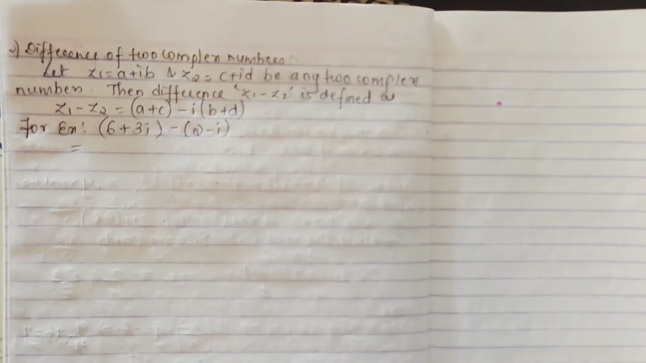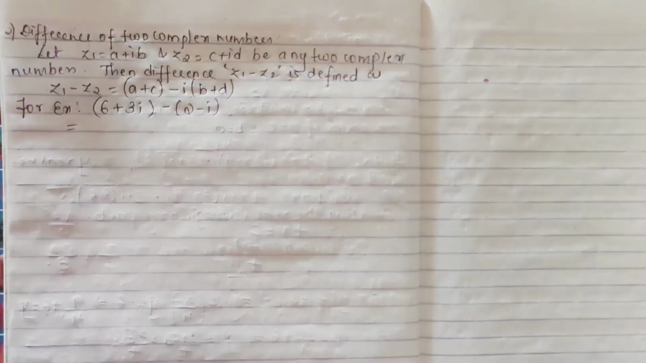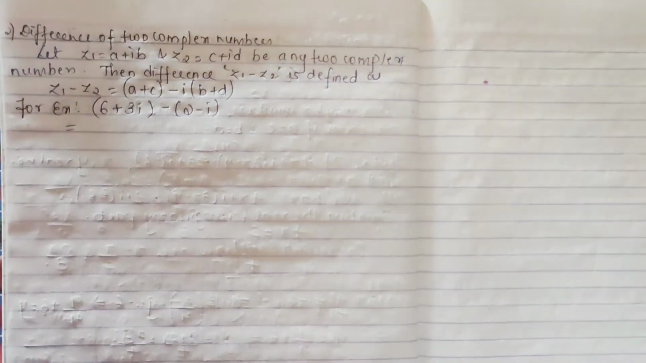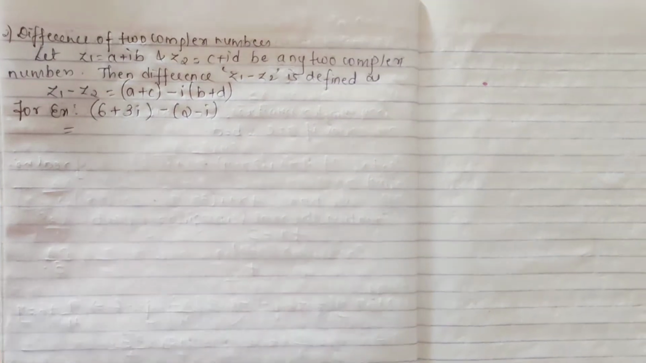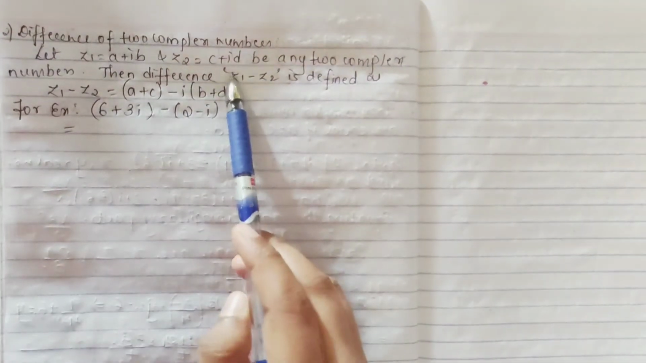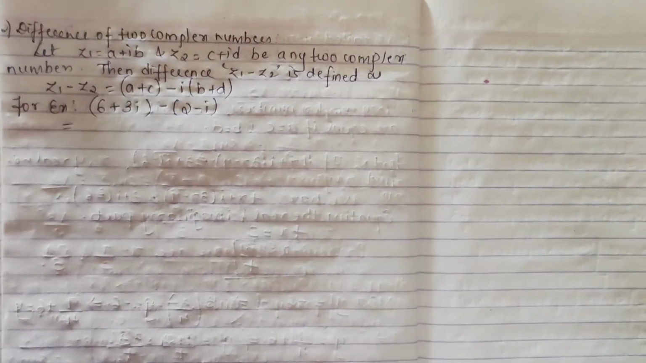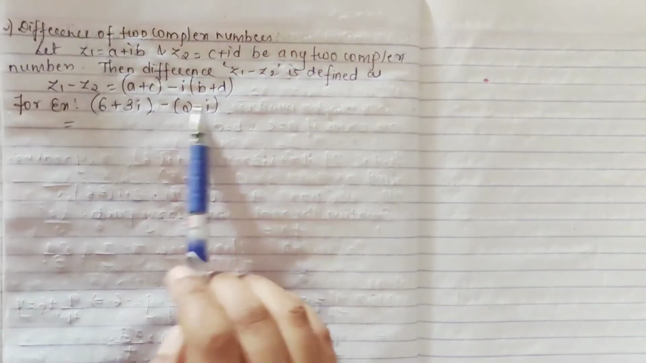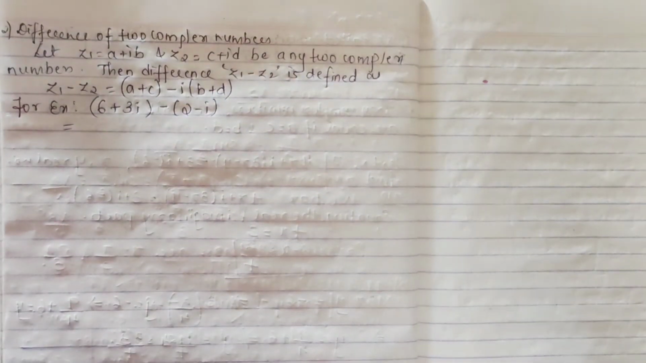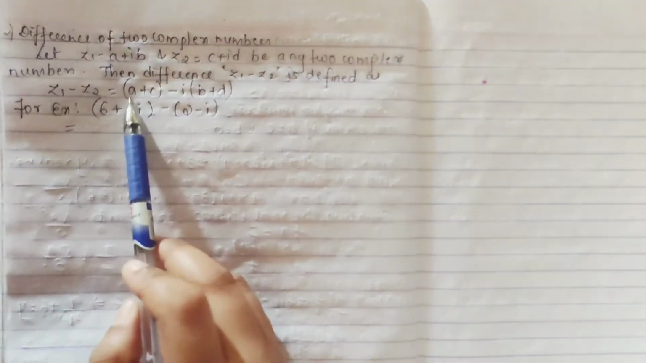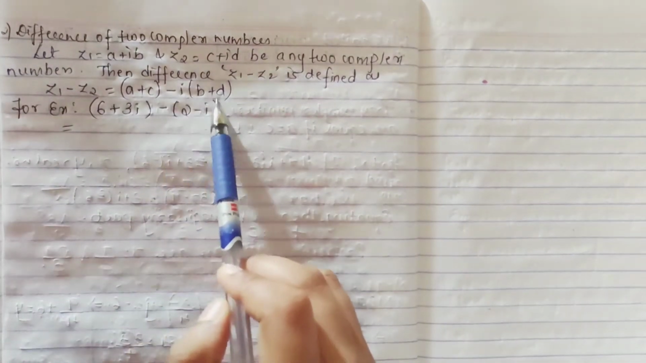After writing the properties of addition, now we head to the difference of two complex numbers. Write it the same way. Difference means what? Subtraction, right? So let z1, z2 be any two complex numbers. Then the difference is defined as z1 minus z2 is equal to a plus c minus i of b plus d.